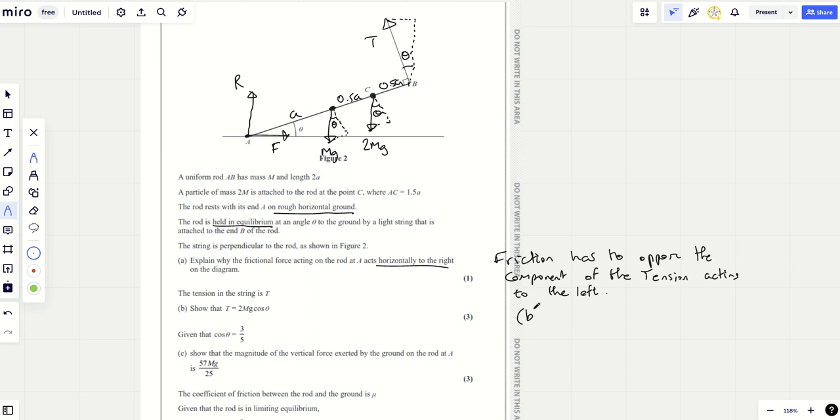So for part B, I'm going to take moments at A, just because then the equation will only have T and mg in it. Now, these two are both going to turn it in that direction. So you're going to have A times mg cos theta plus 1.5A times 2mg cos theta, and that should equal 2AT. That's because T is already perpendicular to the plank.